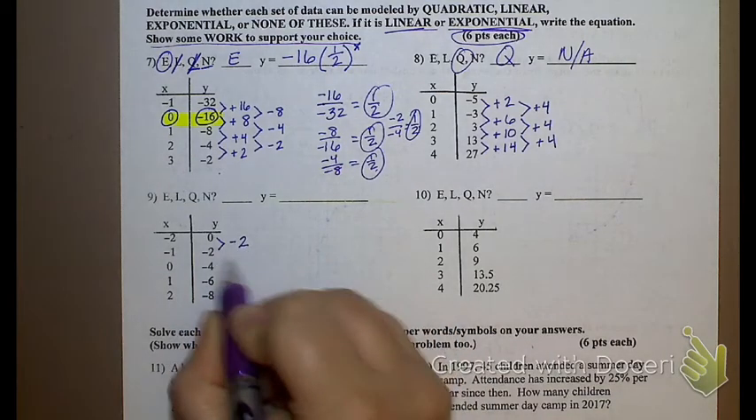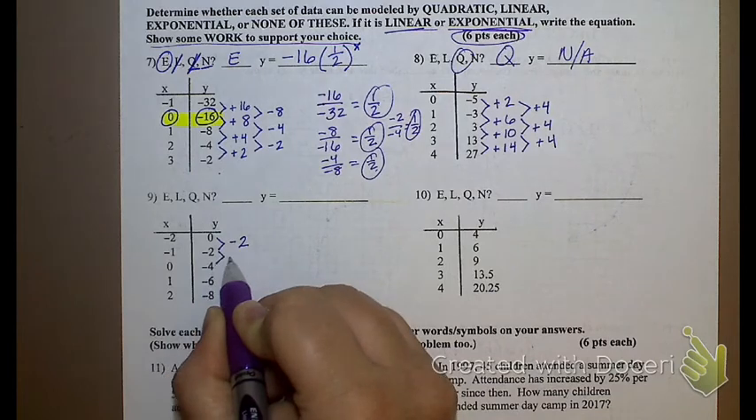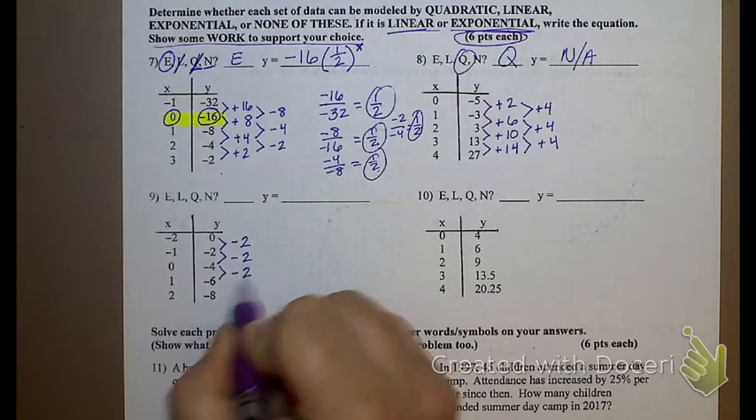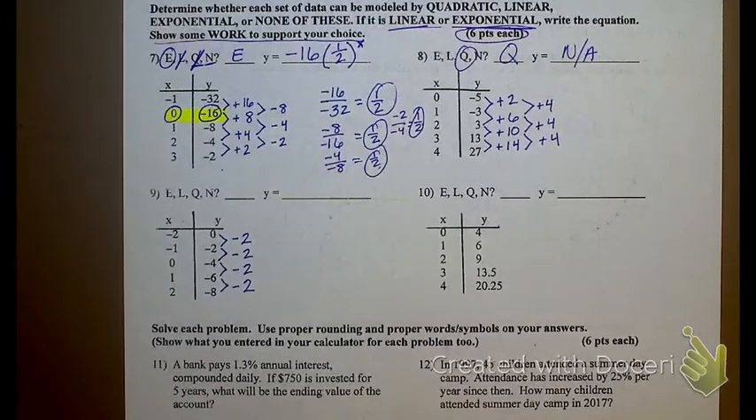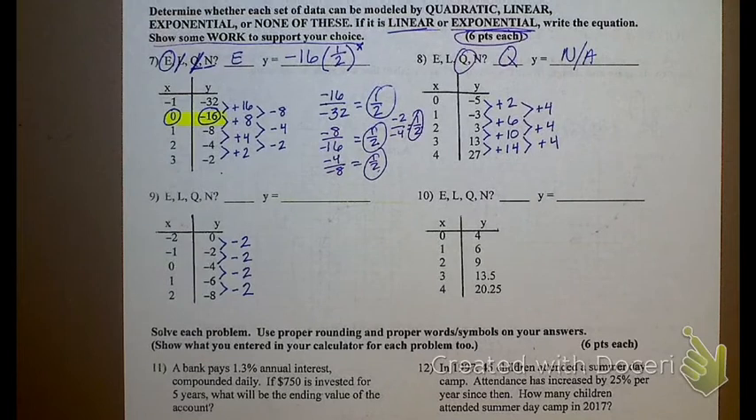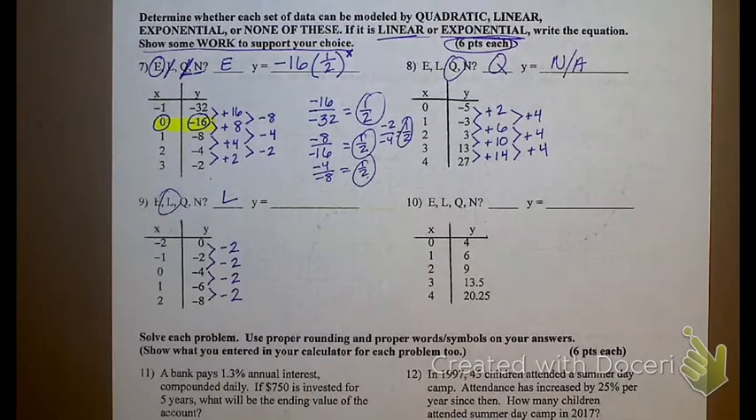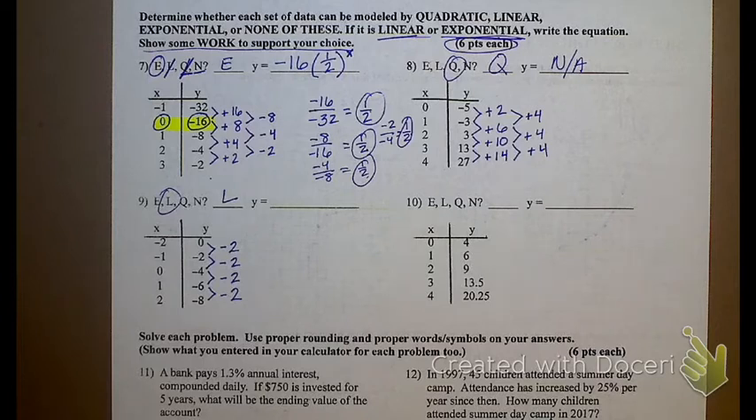How do I get from 0 to negative 2? Subtract 2, right? How do you get from negative 2 to negative 4? From negative 4 to negative 6? And negative 6 to negative 8? That's all the work I need to show. That proves that it is what? Linear. You could circle it or write it. I don't care.